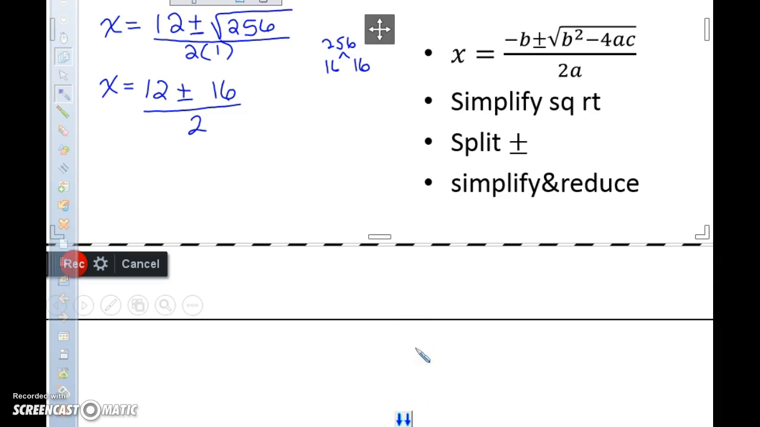Okay, because the square root went completely away, we're going to split up that plus and minus, because you told me they have to get 2 answers. I'm finding 2 answers simultaneously right now. So we're going to split this up into 12 plus 16 over 2, and 12 minus 16 over 2.